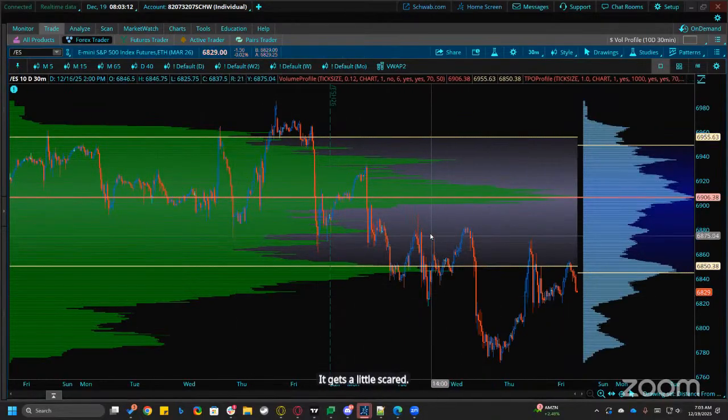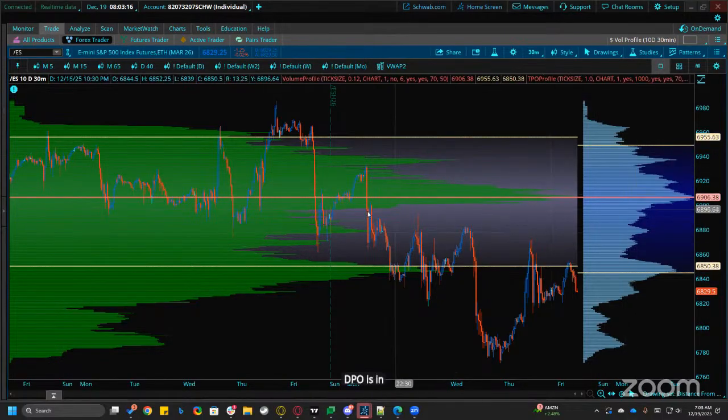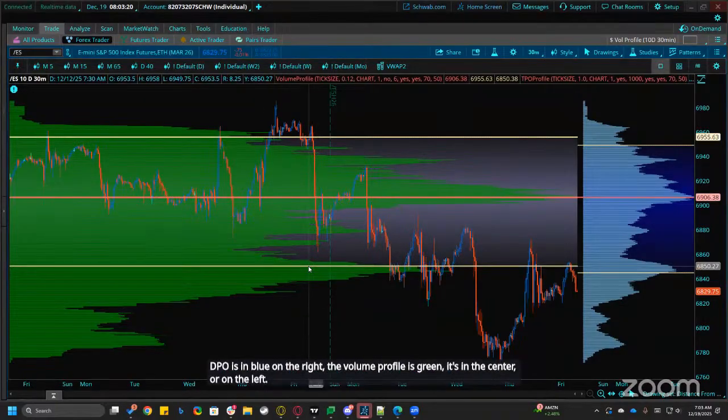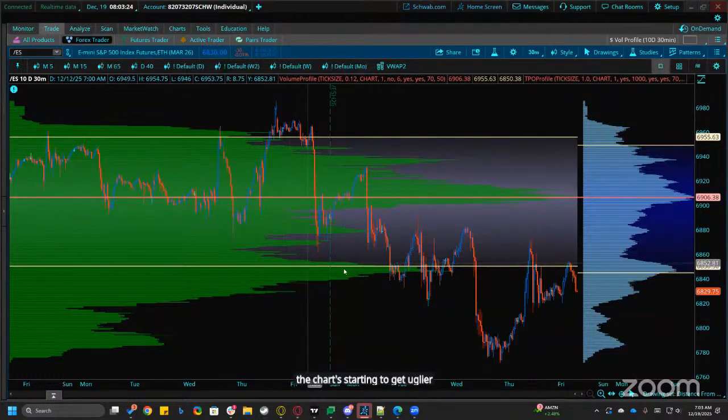10-day, 30-minute volume profile and TPO. TPO is in blue on the right. The volume profile is green. It's in the center or on the left. The chart's starting to get uglier and uglier again. We've now got 2, maybe 3 distributions.